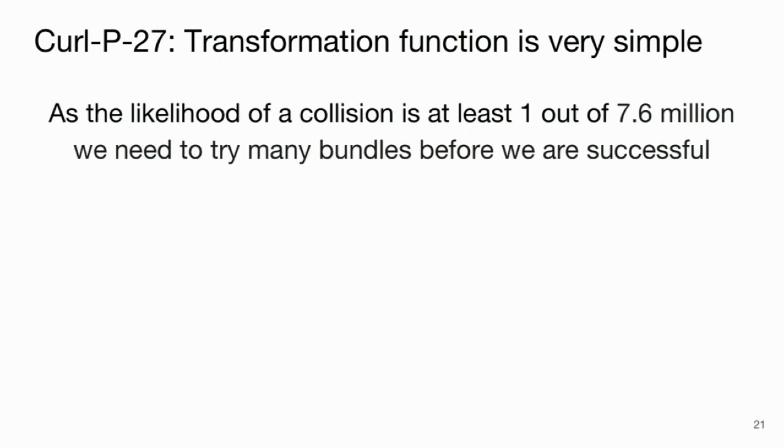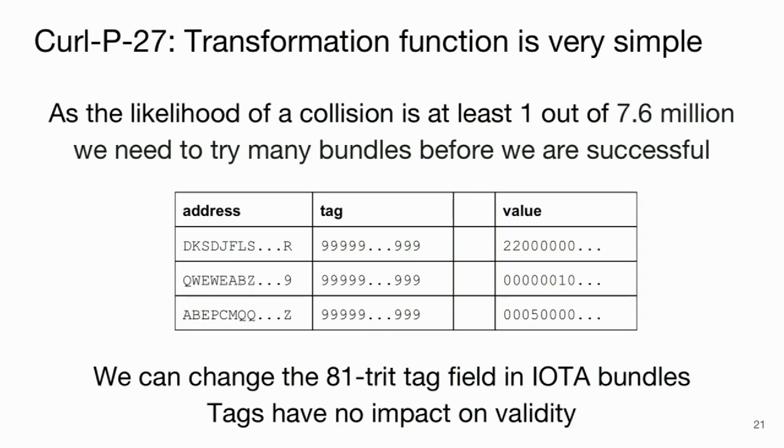But note, a 1 out of 7.6 million probability still means you're going to have to try this a couple of times. Computers are great at doing things, but you're probably not going to win on your first attempt. So we need some way of taking bundles and not really changing their meaning, but just rerunning the attack. And it turns out that IOTA has a field inside of bundles. The field actually occurs multiple times, called the tag field. And the tag field is completely meaningless.